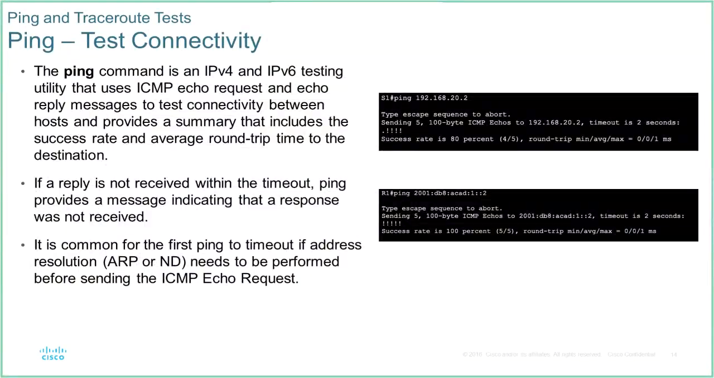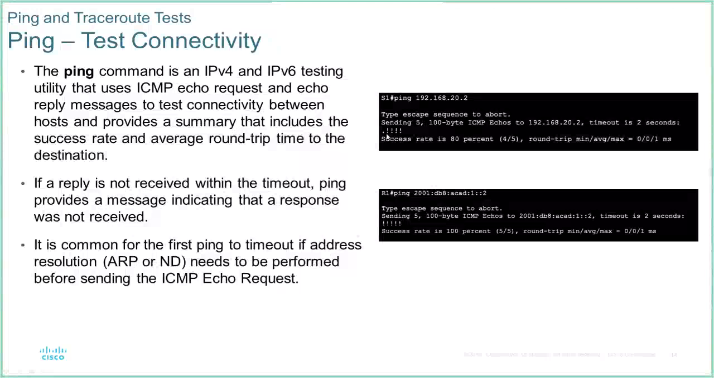So what do we get? We get a timeout, a dot, and exclamation marks for a successful reply. And what this will tell us is a percentage of successful replies we get on the total sent. And then we'll get our timing messages. So we'll be told the minimum, the average, and the maximum time it took for that sequence to occur.